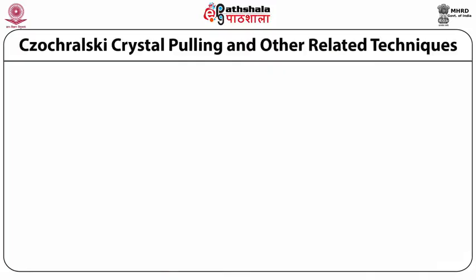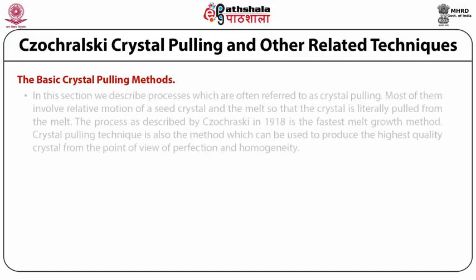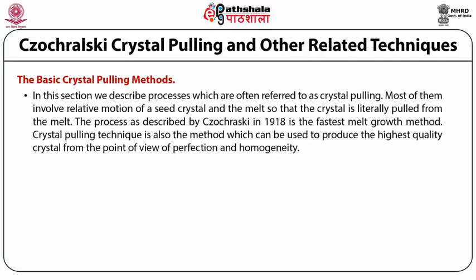Czochralski crystal pulling and other related techniques. We shall first discuss the basic crystal pulling methods. Here we describe processes which are often referred to as crystal pulling. Most of them involve relative motion of a seed crystal and the melt, so that the crystal is literally pulled from the melt. The process, as described by Czochralski in 1918, is the fastest melt growth method.